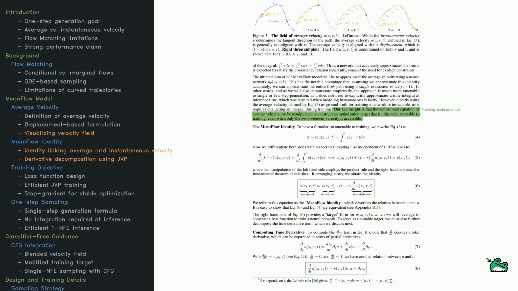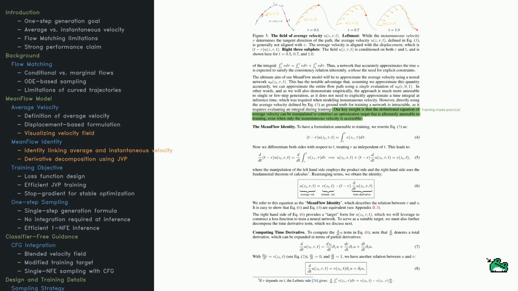But here's the challenge. How do you compute average velocity in a way that a model can actually learn from? That's where the Meanflow identity comes in. It starts from the basic definition of average velocity as an integral over time. Then they take the derivative of that integral and apply the product rule from calculus. What they get is an identity that links three things: the average velocity, the instantaneous velocity, and the time derivative of the average velocity. This new equation becomes the cornerstone of training.